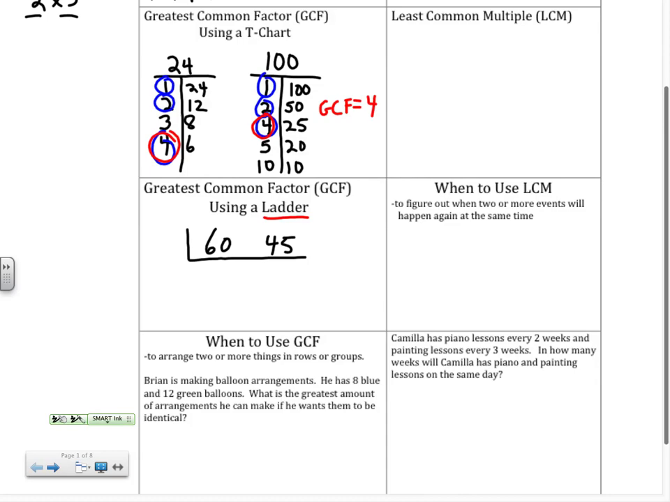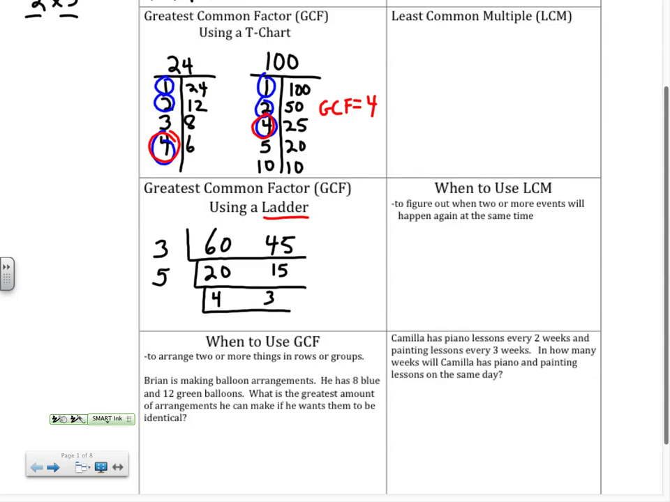And I'm going to think, what is one factor, any factor, that goes into both 60 and 45? And that is 3. How many times does 3 go into 60? 20 times. How many times does 3 go into 45? 15 times. Now I'm going to focus on the 20 and the 15. I'm going to do a next step in the ladder. What is one number that goes into both 20 and 15? That number is 5. So 5 goes into 20 4 times, and 5 goes into 15 3 times.